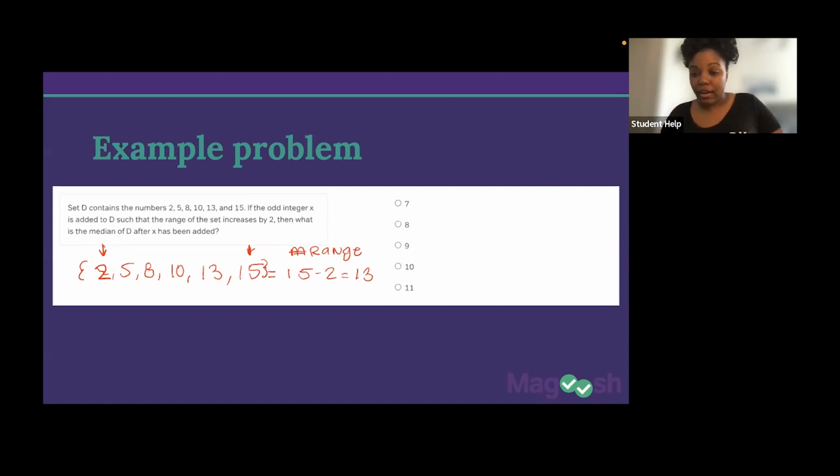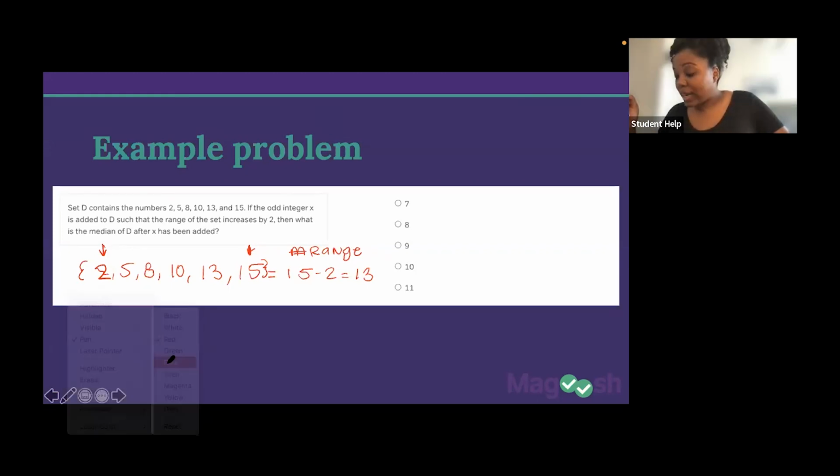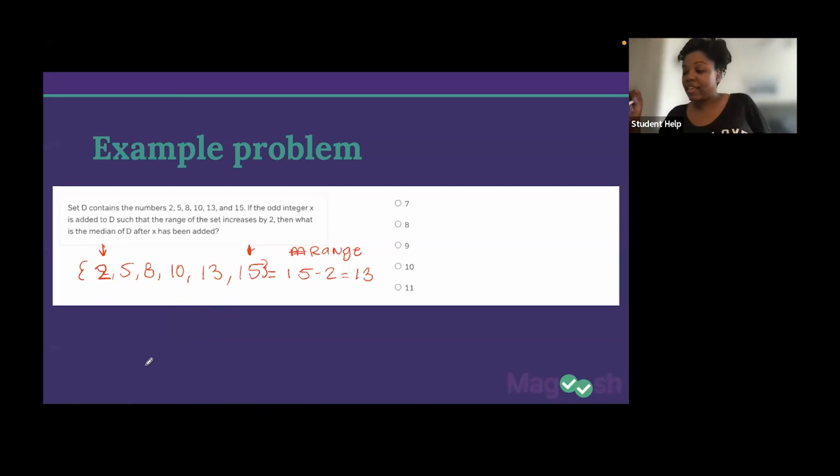But we can't stop there because our question gives us a little bit more detail. It tells us that x was added to this set. And when x is added to the set, the range increases by 2. So what are the 2 places that I could put x to where it would impact the range of this set?